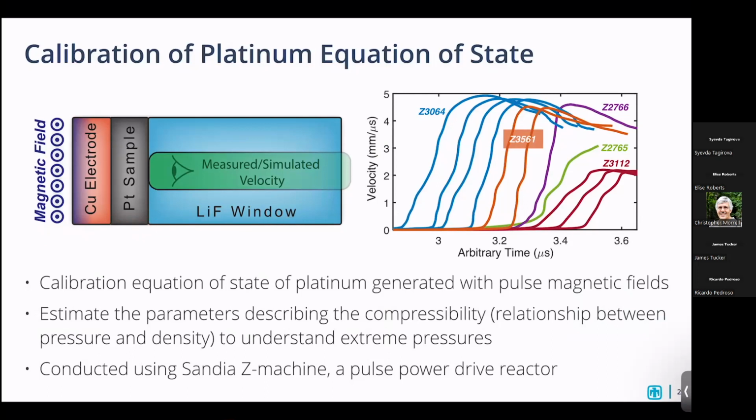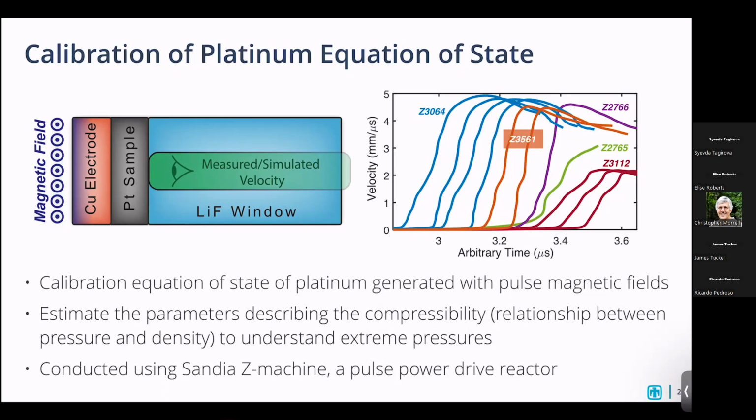And so the curves on the right are velocity profiles for different experiments on platinum done on the Z machine. The blue, orange, purple, green, and maroon curves are all different experiments that were conducted for platinum. We have a computer model that can run a large number of simulations here at Sandia. We want to know what parameters of that computer model generated, for example, our experiment at Z3561. And so we need to run this calibration.